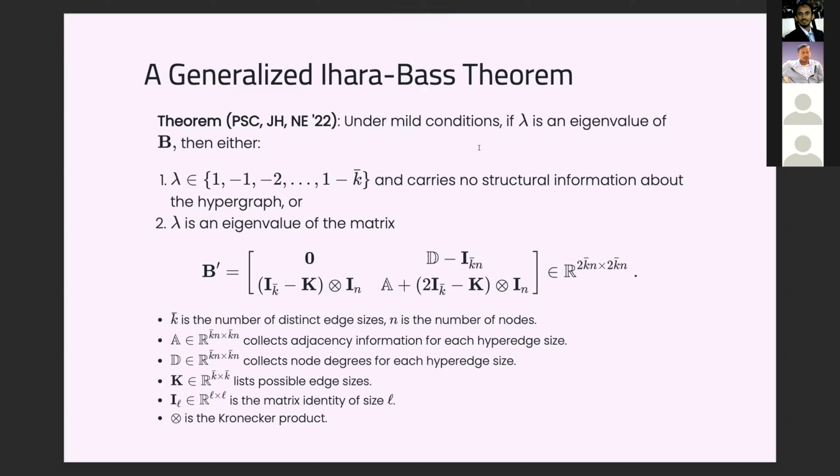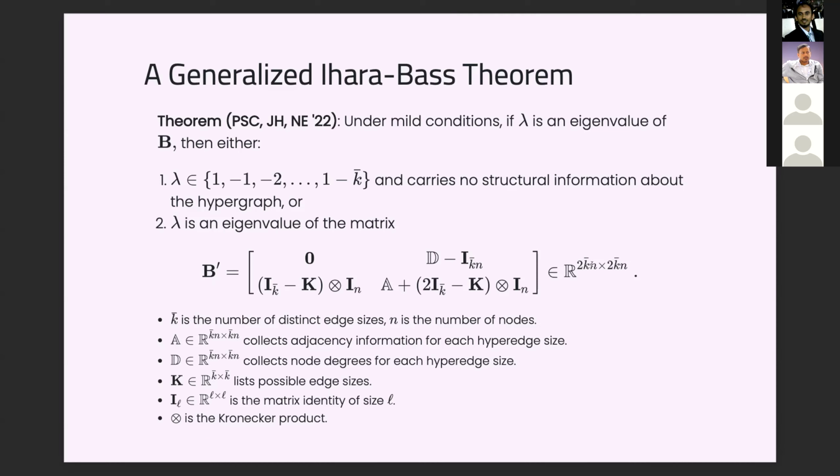So one of the first results that I'm going to present today is a generalized Ihara-Bass theorem. Okay. So under mild conditions, if we have an eigenvalue of the non-backtracking matrix, then one of two things happens. Either that eigenvalue is real valued and lands in this kind of uninteresting pile of values, 1, -1, -2, all the way down to 1 minus k bar, where k bar is the number of distinct edge sizes. And this is associated with no structural information about the hypergraph. Or, and this is the interesting case, this eigenvalue is also an eigenvalue of a much smaller matrix, which we're going to call B prime. Okay, so here B prime is of size 2 k bar n by 2 k bar n. K bar, like I said, is the number of distinct edge sizes, and n is the number of nodes.